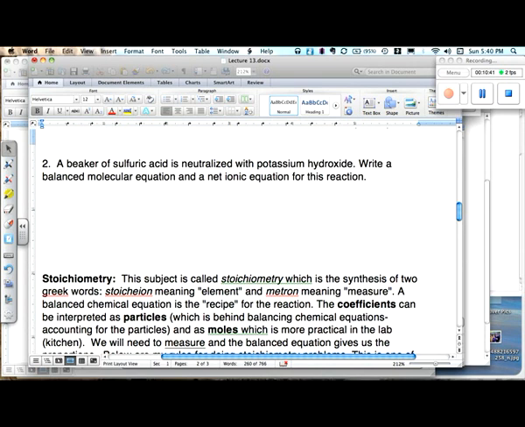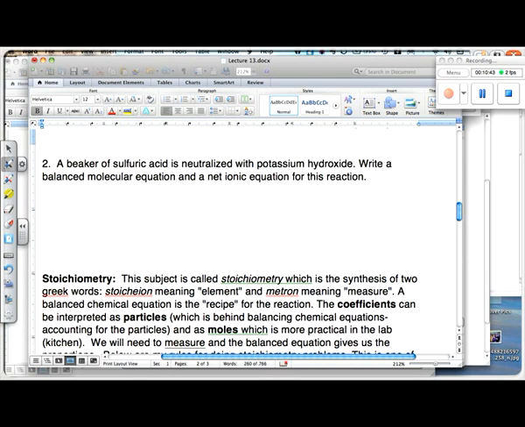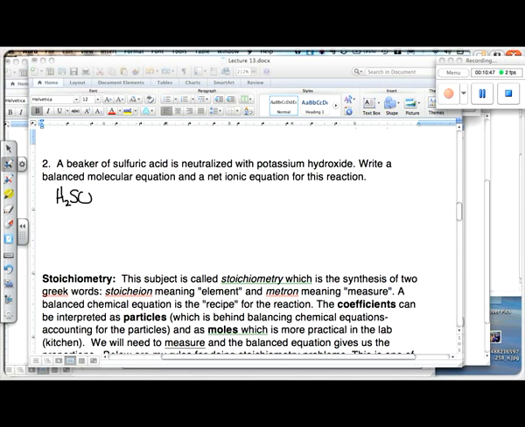All right, a beaker of sulfuric acid. So let's just go ahead and write that formula. Another strong acid you should know. So that's aqueous. Is neutralized with potassium hydroxide. It's a little unfortunate that we use the term neutralize. You don't always end up with a neutral solution, as you will learn in Chem 132.